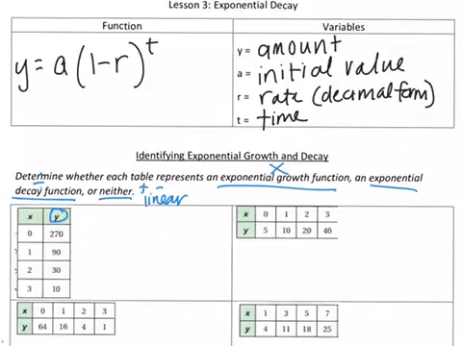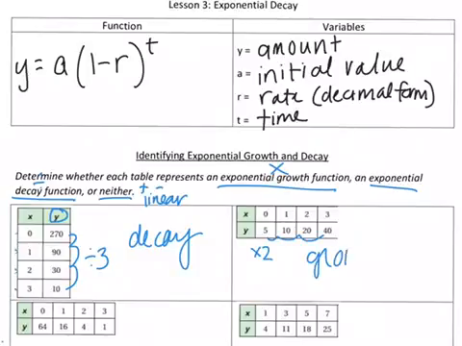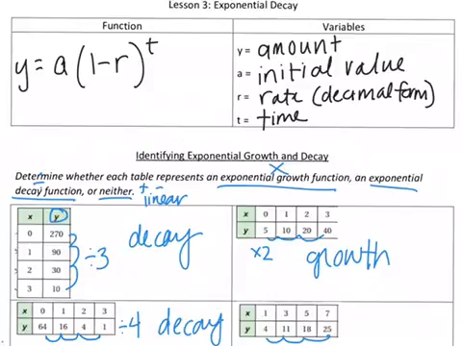So as this one's going on, we see that it's dividing by 3, and so that makes it a decay function. This next one, as we're going on in our pattern, we're multiplying by 2, so that means it's a growth function. The next one, we see that we're getting smaller, so it's potentially a decay, but I know for sure it's a decay because we're dividing by 4. And then our last one, as we're getting higher, we're going to say, oh, is that a growth? Let's see what our pattern is. Since we're adding 7, it's linear, so it's neither an exponential decay nor growth function.